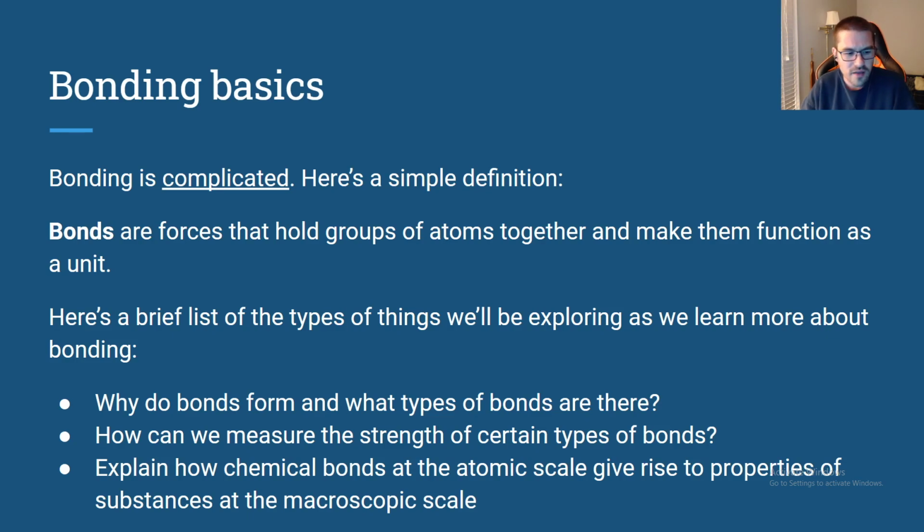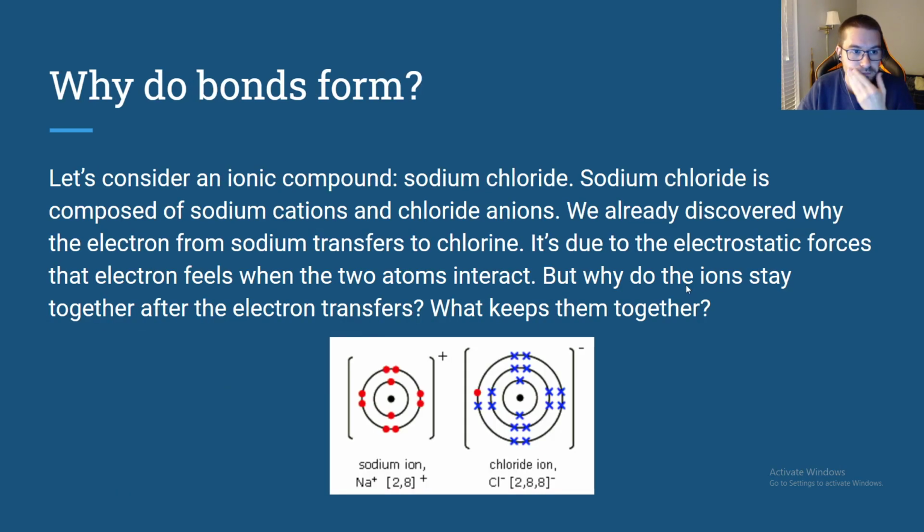And then you can see that last bullet point there, which I've already started talking about. We're going to be able to explain how chemical bonds at the atomic scale of substances give rise to the properties of those substances at the macroscopic scale. So how things behave in human life really does depend on the way that the atoms are arranged, how they're connected, how they're bonded together at the atomic scale. Very, very cool, interesting stuff.